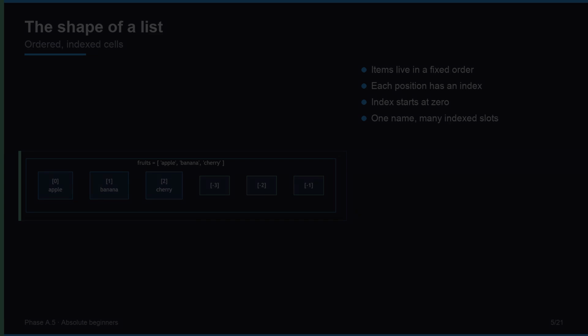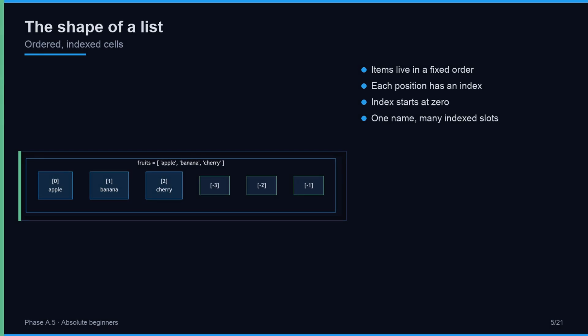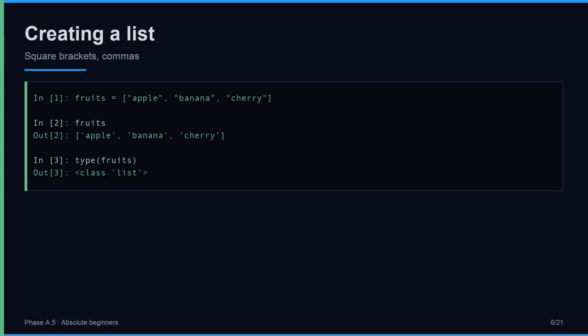Many in one row. Picture a row of labeled boxes side by side. Box 0 holds apple. Box 1 holds banana. Box 2 holds cherry. Each box has a position number, and the count starts at 0, not 1. This is the shape of a list, an ordered row of cells, each holding one item, each reachable by its position. The first item is at position 0. The second at 1. The third at 2. The order is fixed until you change it, and the positions let you reach any item directly. Positions start at 0.